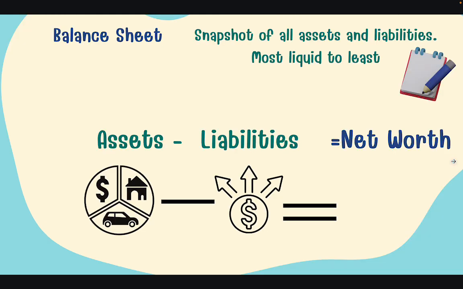So we talked about the income sheet. What is the balance sheet? This is the snapshot of all of the assets and liabilities. And it's going to be organized from most liquid to least. So the net worth is going to be the total assets minus the total liabilities. That's the net worth of the company. Total assets minus total liabilities is your net worth.